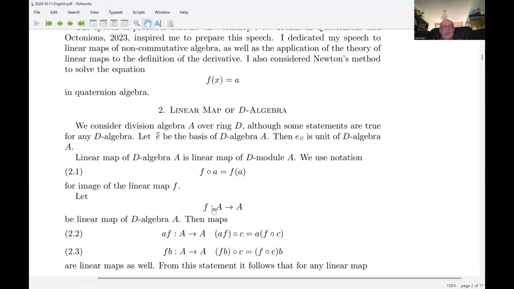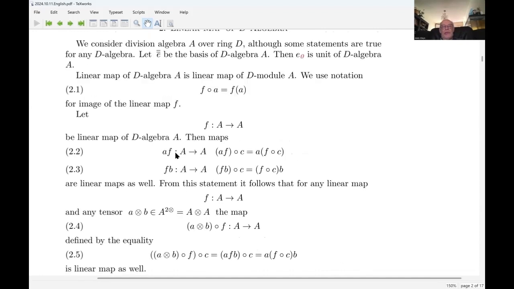Let f be a linear map of the algebra A. Then the maps Af defined by equality 2.2 and fB defined by equality 2.3 are linear maps as well. From this statement, it follows that for any linear map f of the algebra A and any tensor A⊗B, the map 2.4 defined by equality 2.5 is a linear map as well.